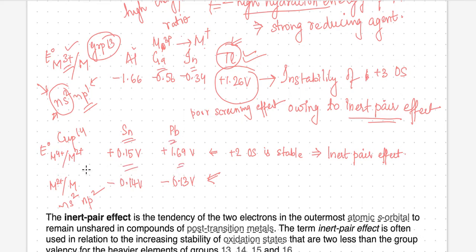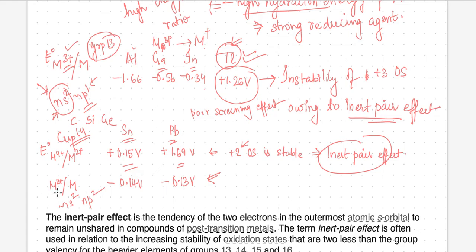That means this reduction is highly favored. That is again because of the inert pair effect. That means the +2 oxidation state is highly stable when you go down the group in the case of group 14, because we know group 14 involves carbon, silicon, germanium. Okay, so when you talk about this group, we expect that down the group it should be highly negative because metallic character increases. But here we see it becomes positive, and that is because of the inert pair effect, because of the reluctance of the ns electrons to participate in oxidation.